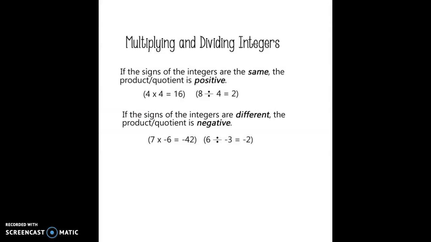Now we're going to multiply and divide integers. If the signs of the integers are the same, then it's going to be a positive. Whether it's a negative integer or a positive integer, if they're both negative, it's going to be a positive answer. If they're both positive, it's going to be a positive answer. However, if one of the signs is different, it's going to make the whole thing negative.